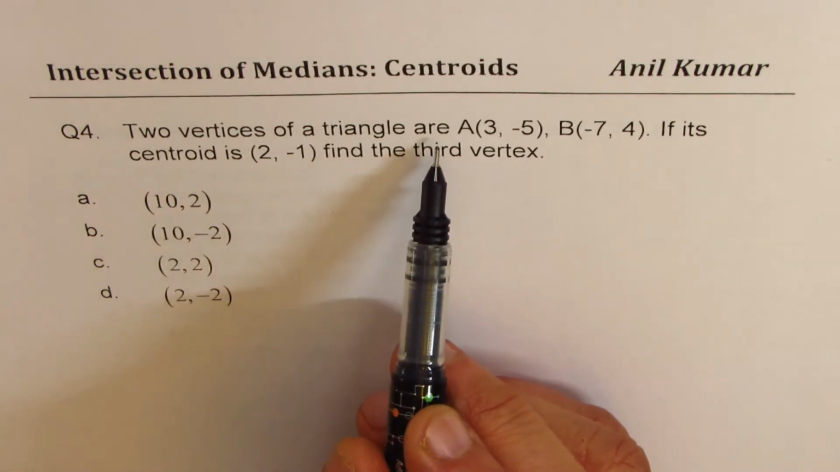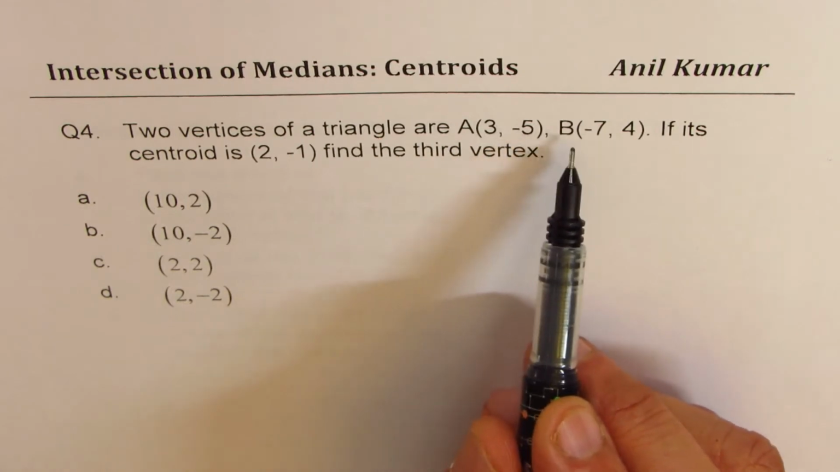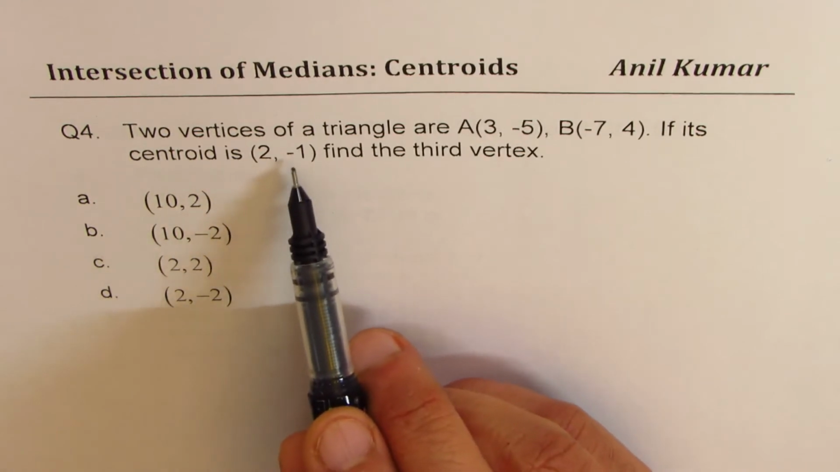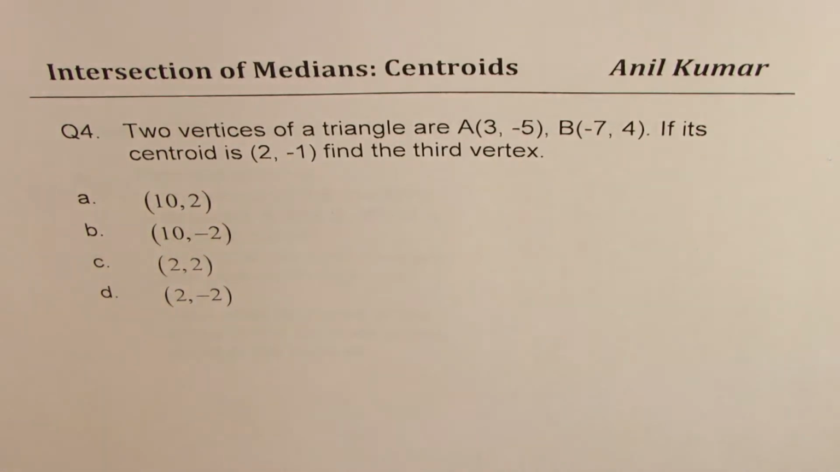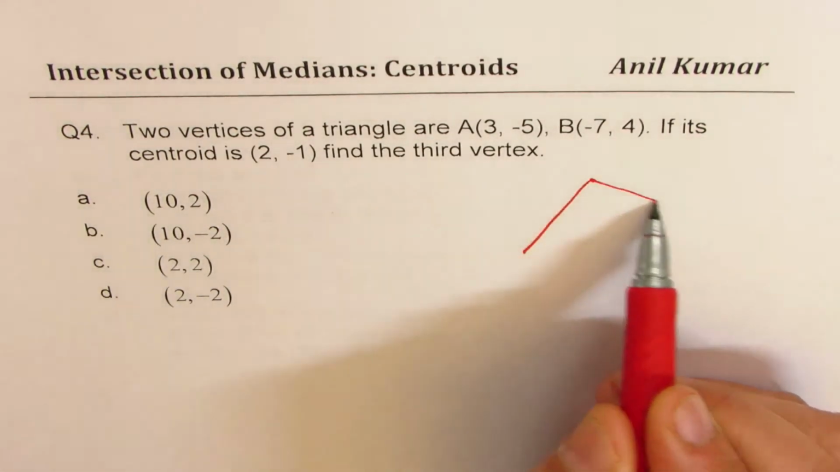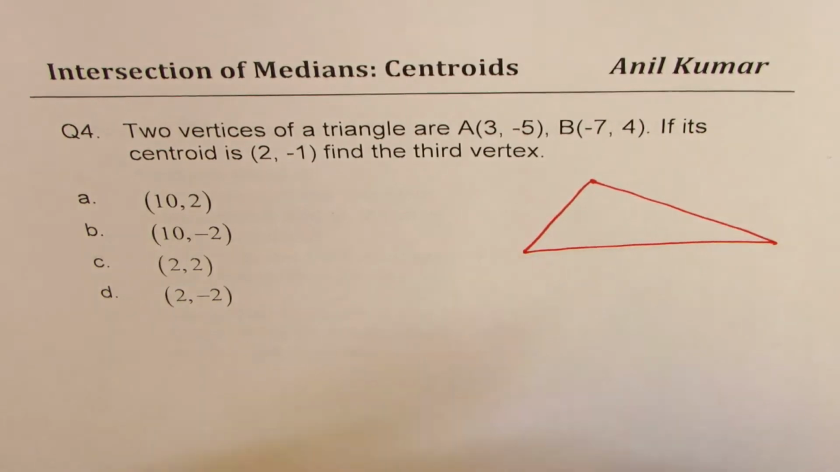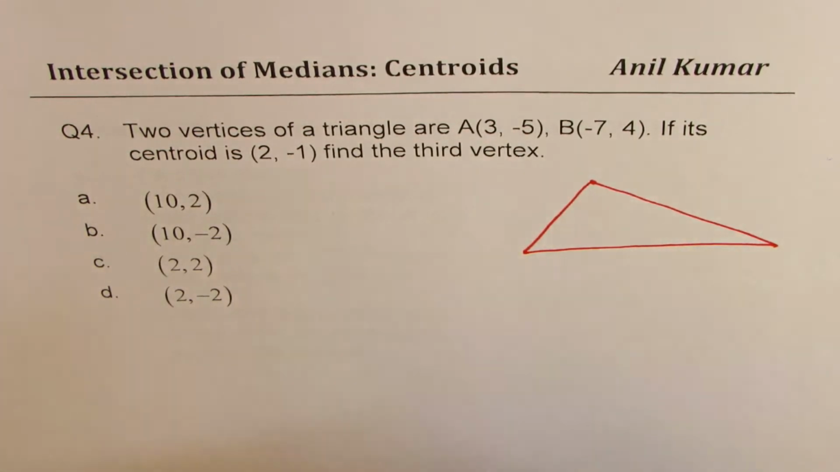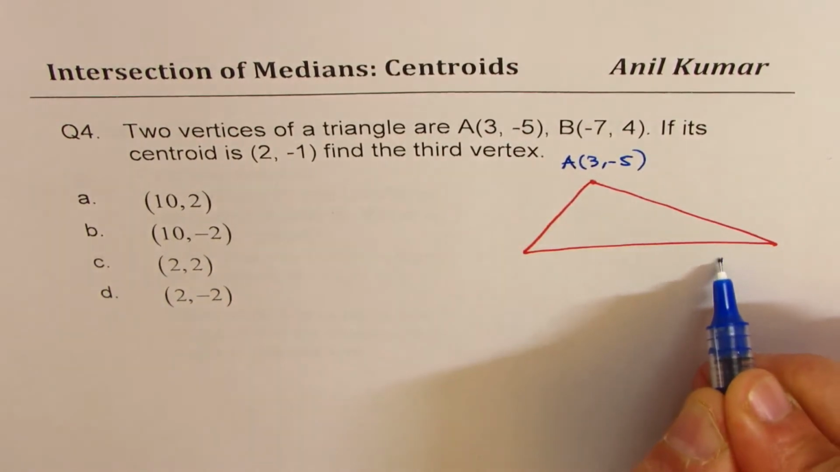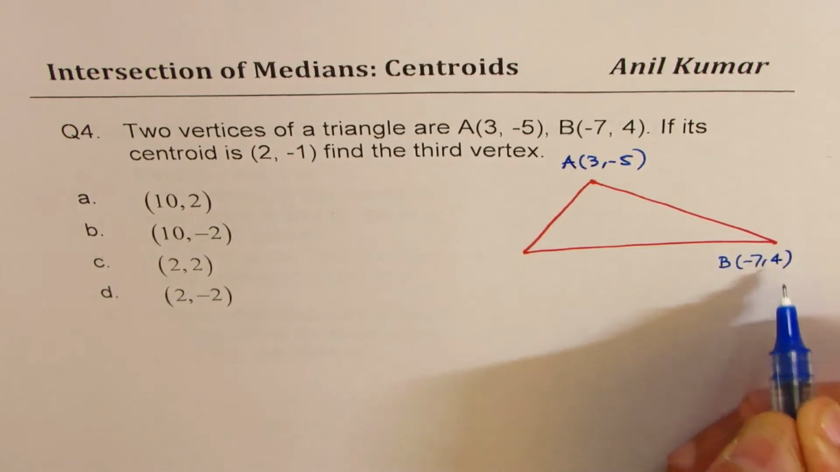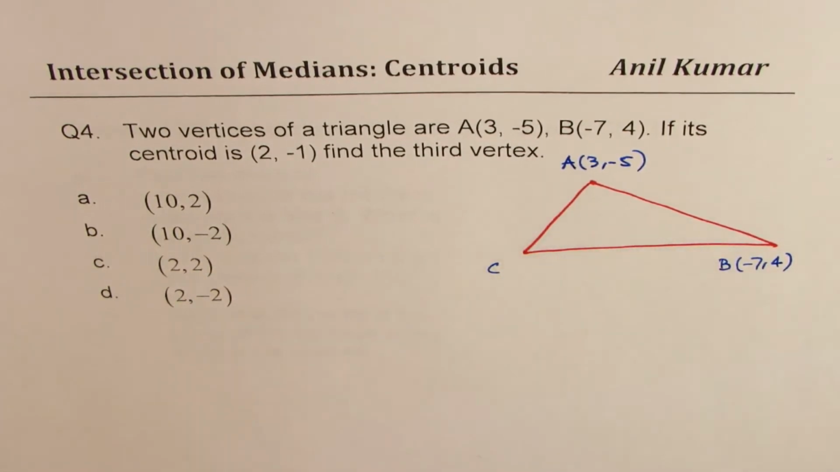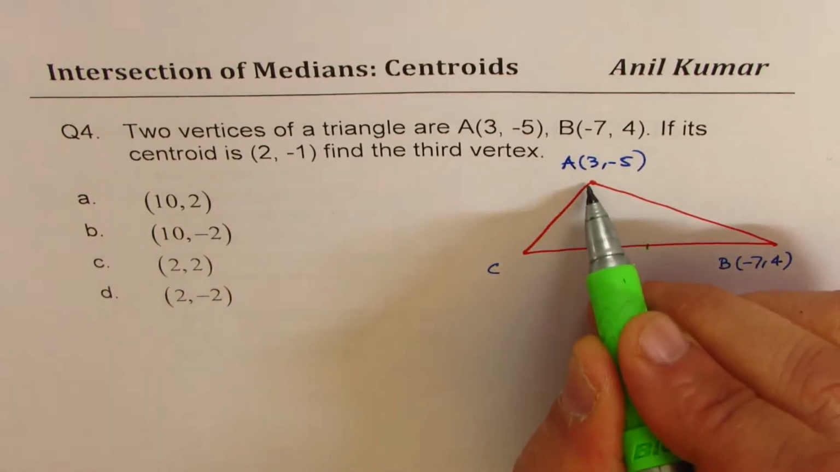Two vertices of a triangle are A (3, -5) and B (-7, 4). If its centroid is (2, -1), find the third vertex. Now that's a very interesting question. Let me sketch so that it helps us understand how to solve such a question. Point A is given as (3, -5), B is given as (-7, 4), and C we don't know.